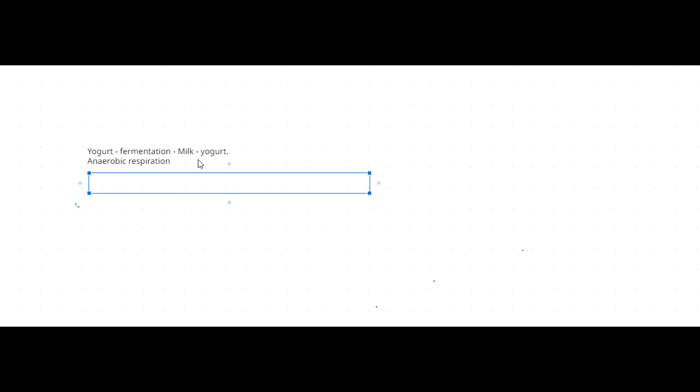Now, how does the process of fermentation occur? Generally, we add a bacteria. The bacteria that we add is lactobacillus. Lactobacillus bacteria is added to the milk. Now, the lactobacillus bacteria is going to perform fermentation. How is it going to perform fermentation? It is going to convert the sugar inside the milk, the glucose inside the milk, into lactic acid.